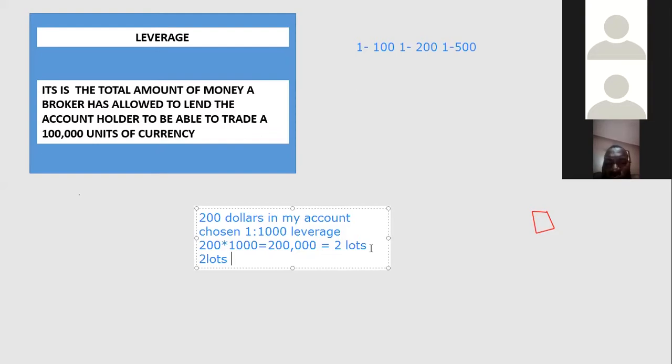So leverage is telling you that you have borrowed money. Over here, it is the total amount of money a broker is allowed to lend the account holder to be able to trade 100,000 units of currency, right?